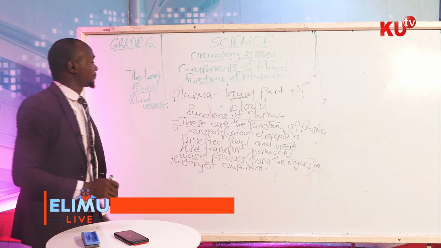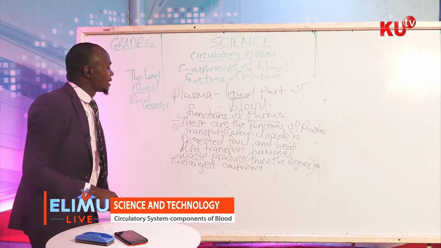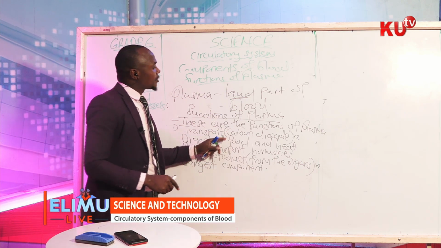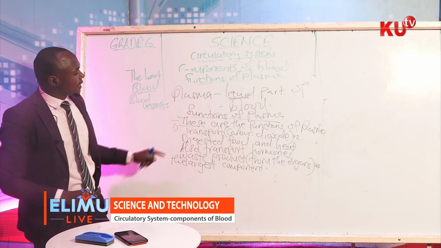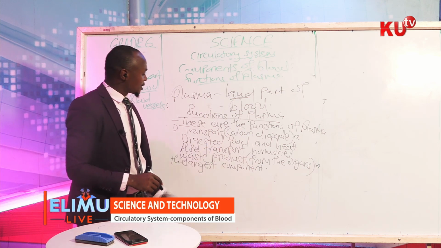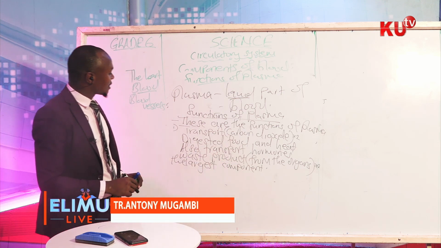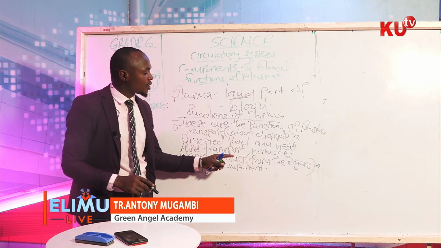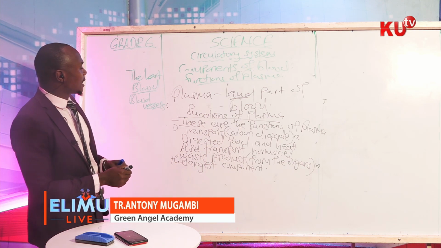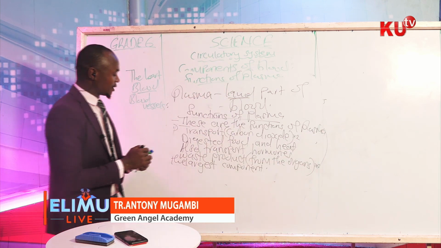Learners, listen. This is the tune of our song. These are the functions of plasma: transport carbon dioxide, digesting food and heat, also transporting hormones, waste product from the organs, the largest component. So the tune is from Mungu Baba Twaomba. So you get the tune of the song.